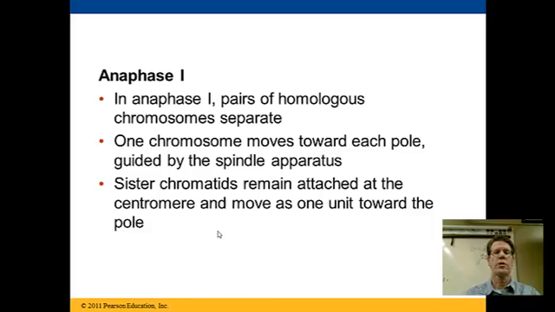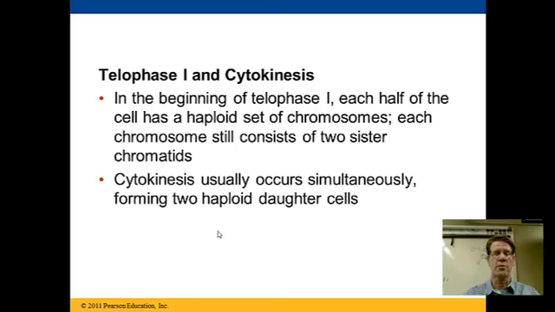Sister chromatids remain attached at the centromere and move as one unit towards opposite poles. Telophase 1 allows for each half of the cell to be split up through cytokinesis. This is going to occur simultaneously, forming 2 daughter cells. Now it says haploid here, and that is not true. This is definitely a mistake within the book.